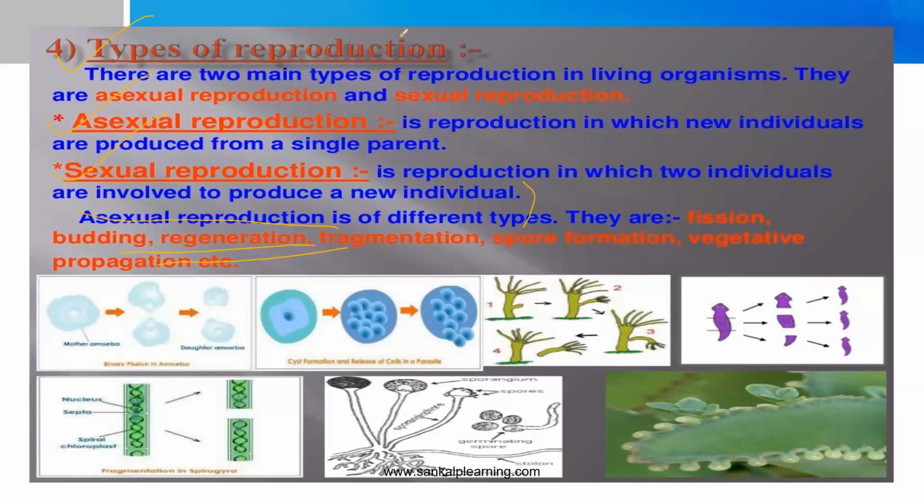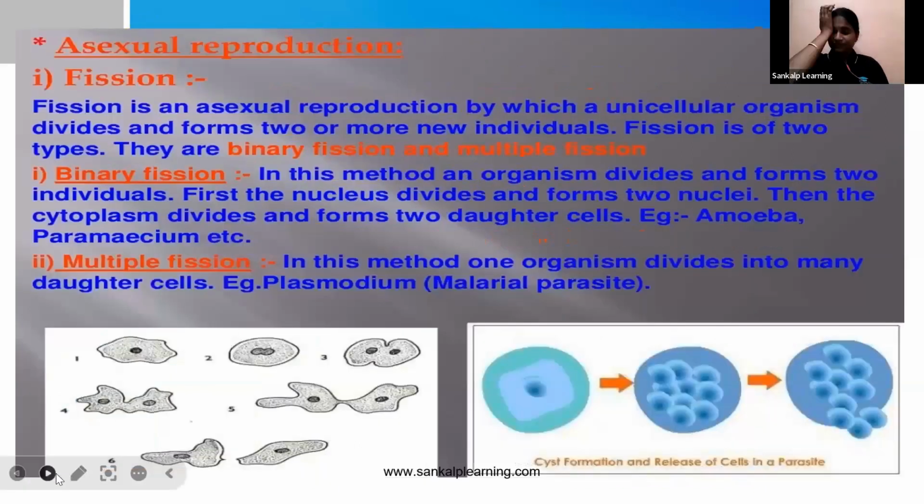Yes, ma'am, complete. Okay. So next we have, yeah. So next we will be having the types of asexual. We will be studying the types of asexual reproduction and sexual reproduction.